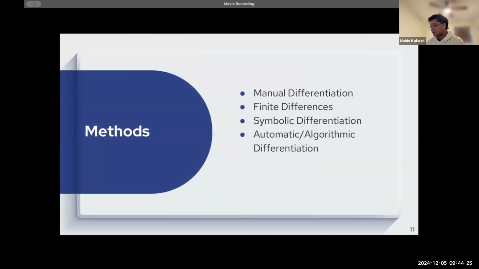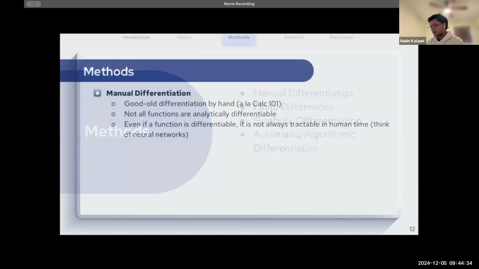And for how you can calculate gradients, I've decided to group them into four different methods. This is not anything standard, just something arbitrary that I came up with. First, manual differentiation is where you do the differentiation by hand, like in basic calculus classes. But the problem with doing your derivatives by hand is that not all functions can be differentiated by hand. They're not all analytically differentiable. And even if they are, it doesn't make sense to do all these different calculations by hand, for example, in neural networks.